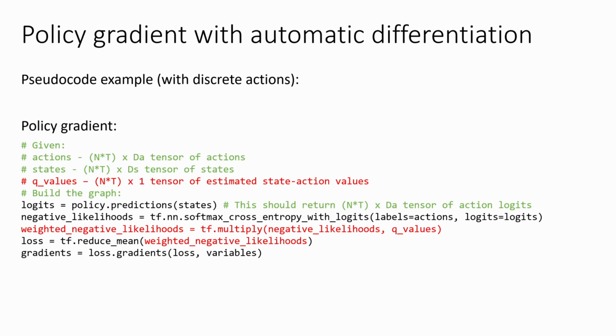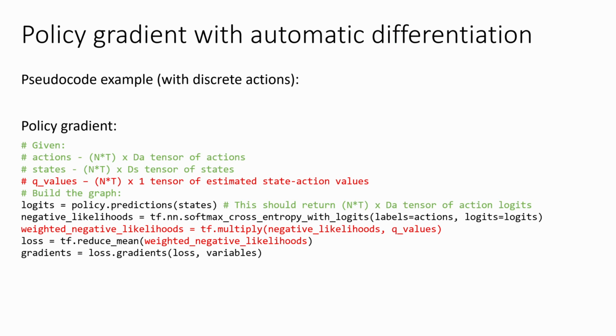We're going to introduce one more variable, which is q values. This variable q values is an n times t by 1 tensor of estimated state action values. This is computed by taking cumulative sums from the end of the trajectory to the front to calculate those rewards to go, those partial sums of total rewards. I assume that someone already calculated those partial sums for me and placed them in a variable called q values.